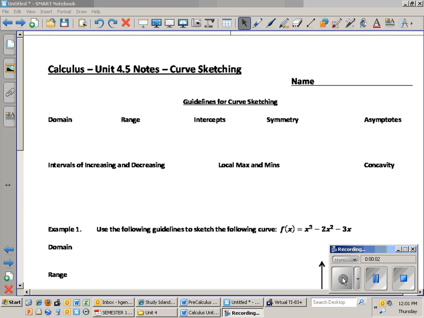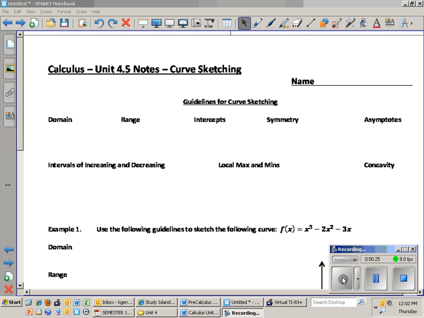Okay, so curve sketching. What you want to be able to do is take really any type of curve and sketch a graph of it. These are the guidelines, and this is what you're going to be asked to do on your test as well. I will lay out the guidelines that you need to have, but this is what we want to be able to do. We want to understand all these different pieces within a curve.